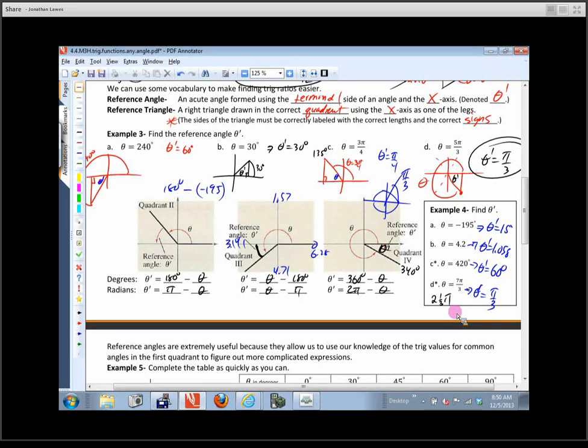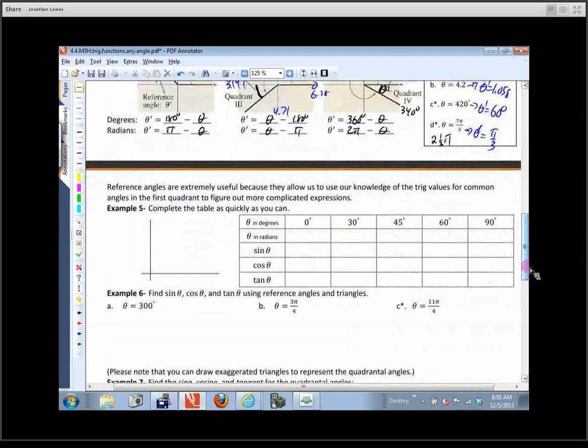Okay? All right, we're going to finish this tomorrow. You should be able to complete this table. Don't do it yourself, but you should be able to look at that and figure out what's the radian equivalent of each one of these, and what would each one of those ratios be. Okay? You're going to need to have that memorized for the test.